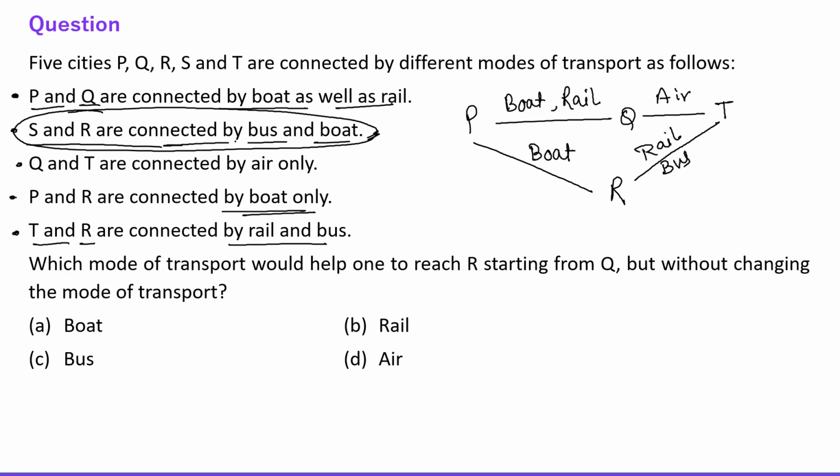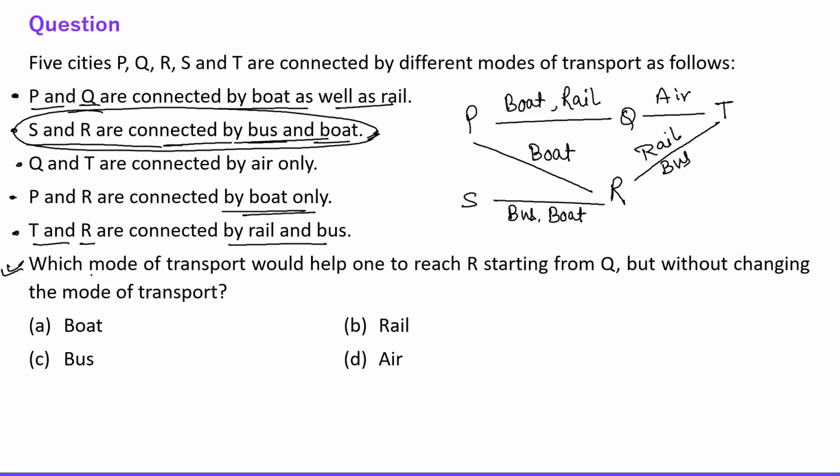S and R are connected by bus and boat. S and R. Okay, so this is, let's say, S. S and R are connected by bus and boat, right? So this is the figure we have got according to the given information, right? So now let's talk about the question.